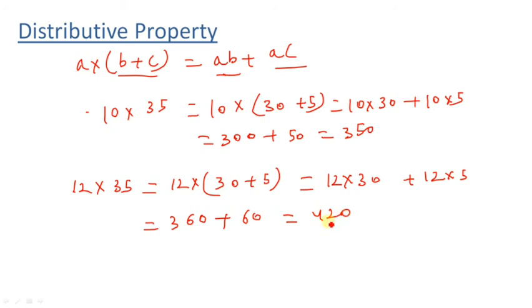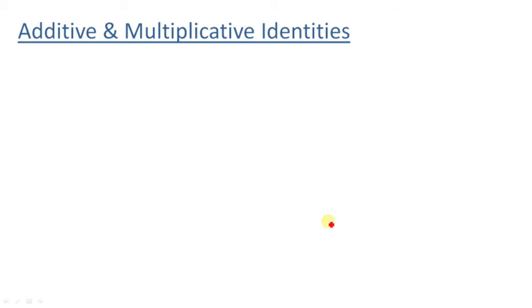Now the next property we have is additive and multiplicative identities. Now what is additive identity? Suppose I write 12 plus 0. What is the result? The result is same, 12. Suppose I write 16 plus 0. What will be the result? The result will be same, 16. So look, when 0 is added with any number, the result remains the same.